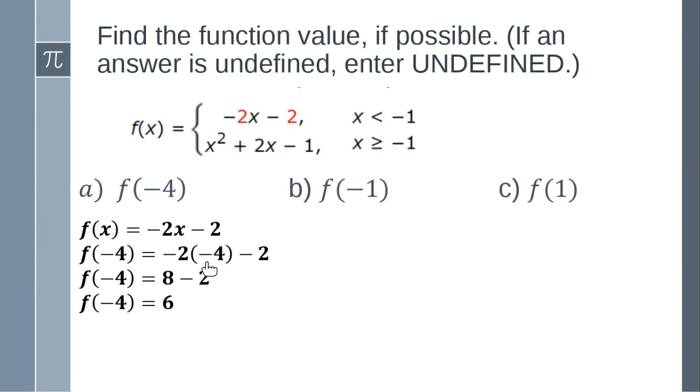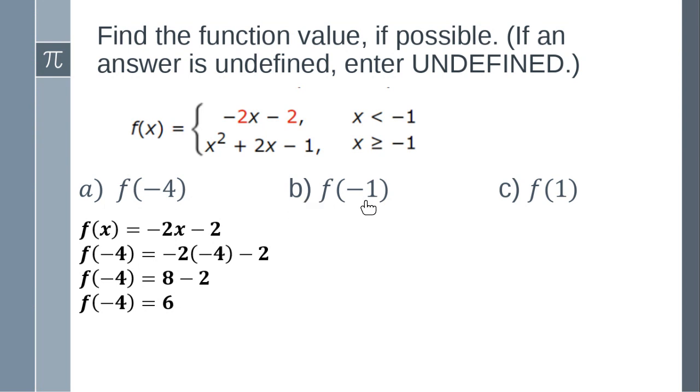So we have -2 times -4. A negative times a negative is going to give me a positive. 2 times 4 is 8. So we have 8 minus 2, and 8 minus 2 is going to give me 6. Again, we don't have multiple answers for these. It's always going to be one answer. So our ordered pair is (-4, 6). When my input was -4, my output was 6.